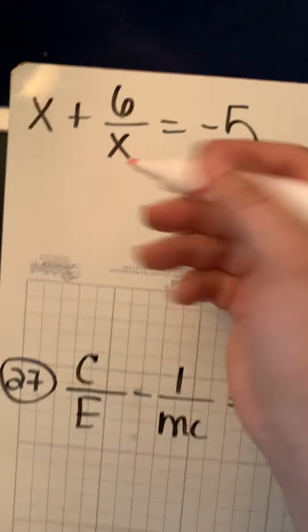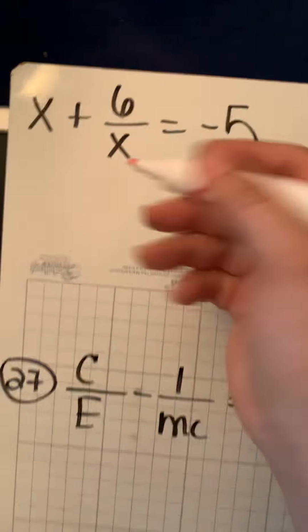When you get down to problems like 27, and they want you to solve for variables. So on 27, they want me to solve for E. So first thing I'm going to do is add my 1 over MC over. So I'm going to have C over E equals 1 over MC. Cross multiply. So I'm going to have MC squared equals E. Did I just solve for E? Done. You're not trying to find a number. You're not trying to find the solution. You're just manipulating the formula.